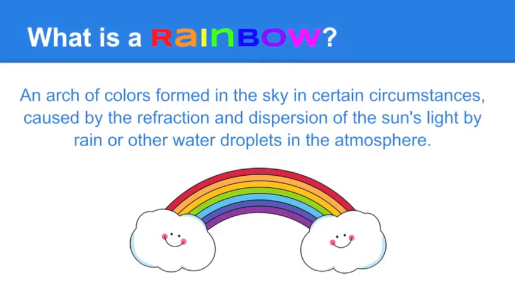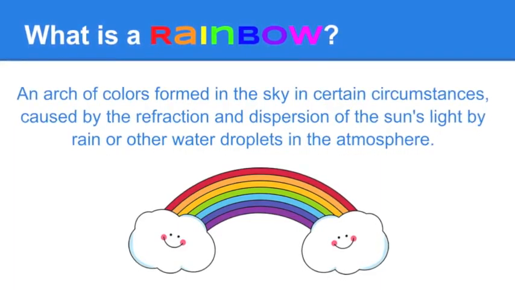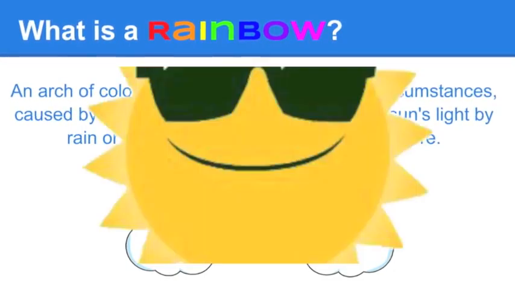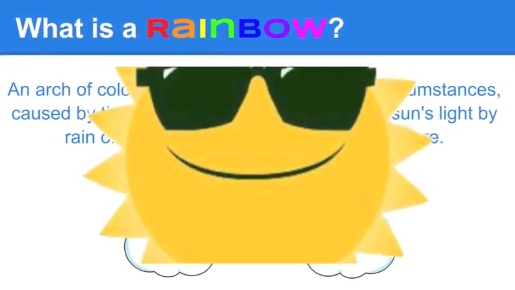A rainbow is an arc of colors formed in the sky in certain circumstances, caused by the refraction and dispersion of the sun's light by rain or other water droplets in the atmosphere.